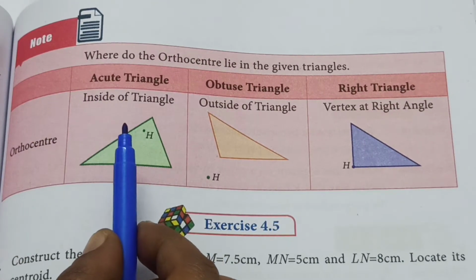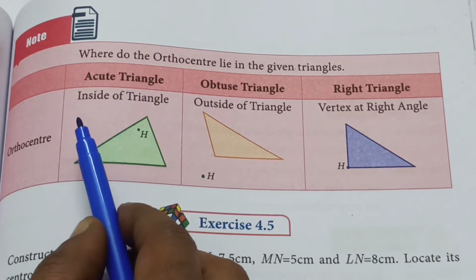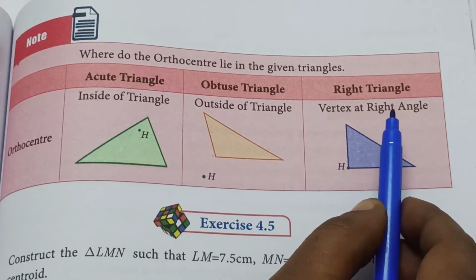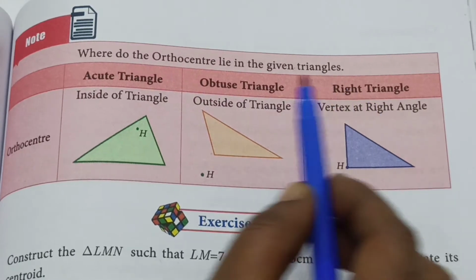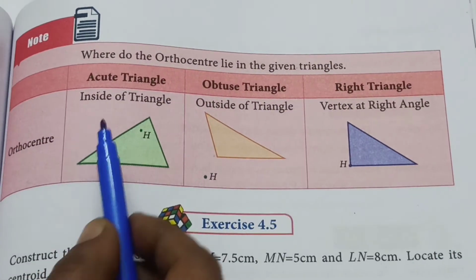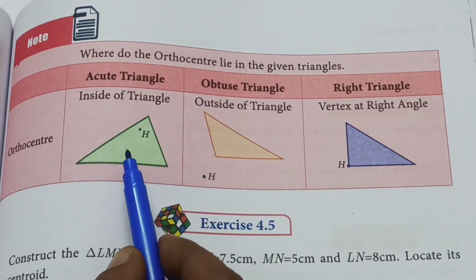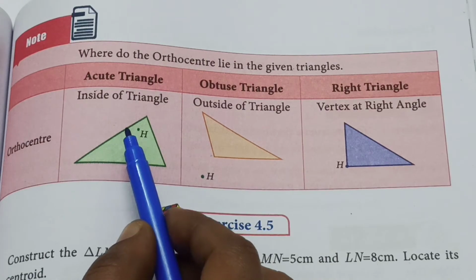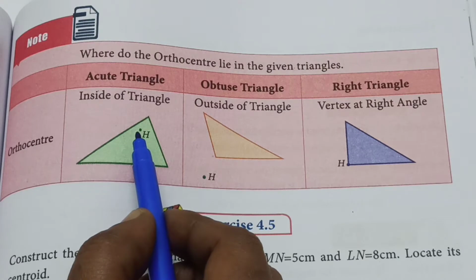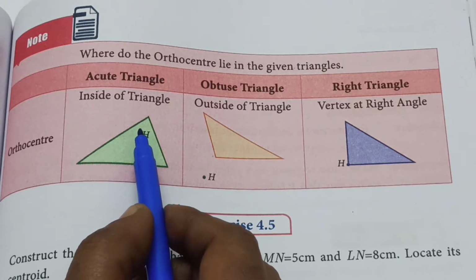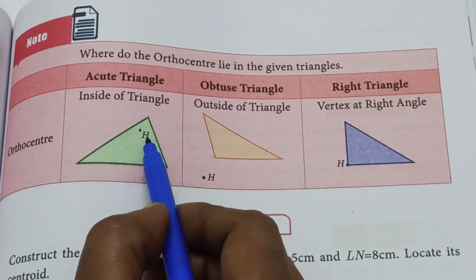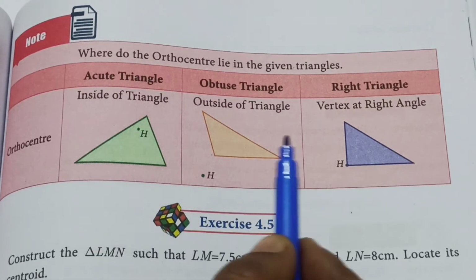Now you see the note. Three types of triangle you know, isn't it? First one, acute angle triangle. This one, obtuse triangle. Then right angle triangle. Where does the orthocenter lie in the given triangle? In an acute angle triangle, where will the orthocenter come? Inside of the triangle. This is the capital H. Inside only it will come.